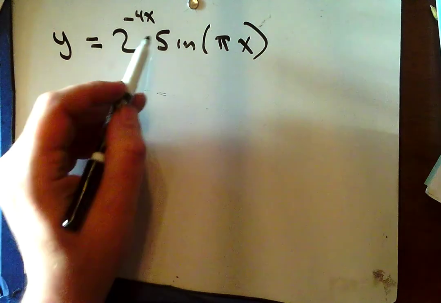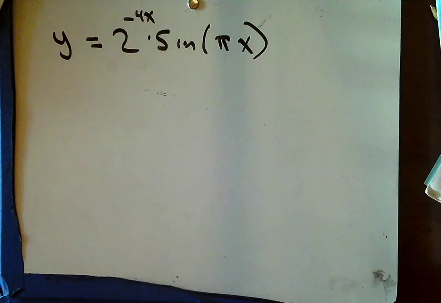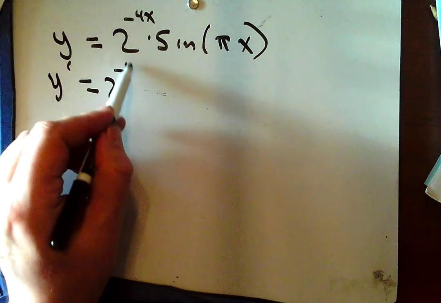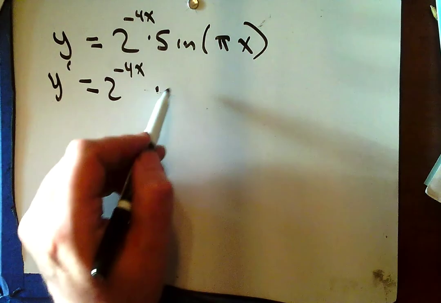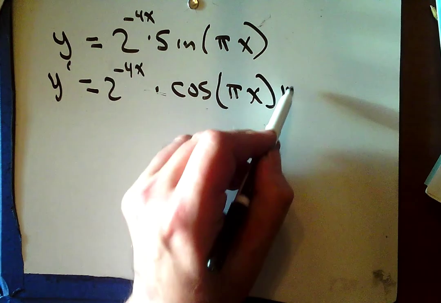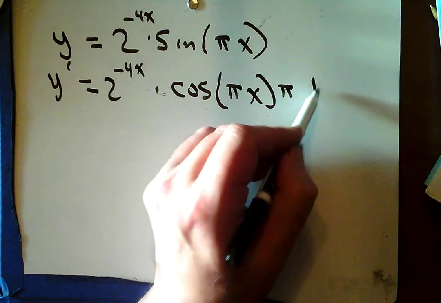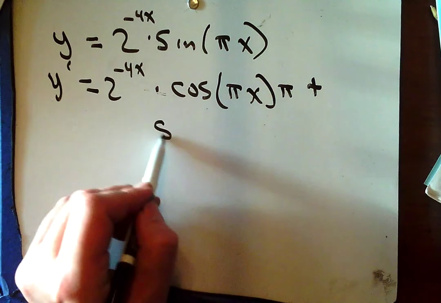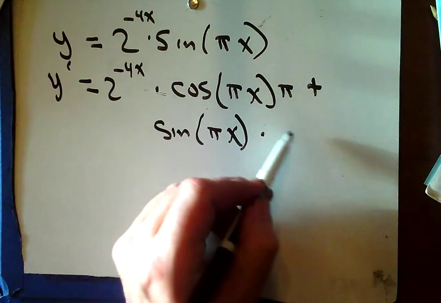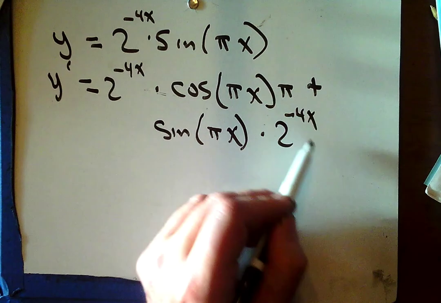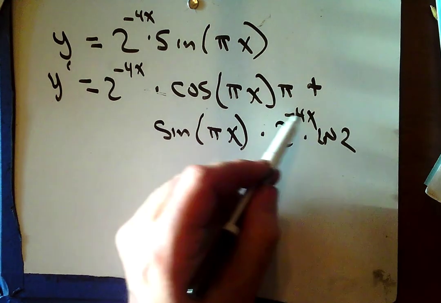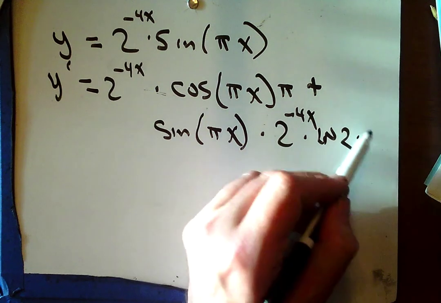Okay, hi there. Did you notice it was product rule? So y prime will be this times the derivative of this. Don't forget to take the derivative of the inside pi x function, plus this times the derivative of this exponential is going to be that exponential. Don't forget ln of the base. That's the most commonly forgotten bit. And don't forget to come back and do the derivative of the inside.